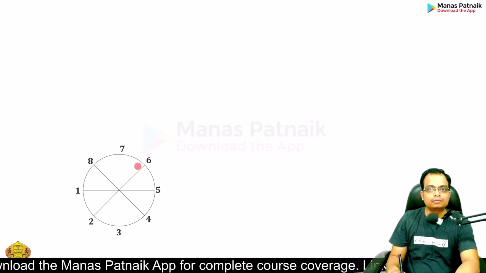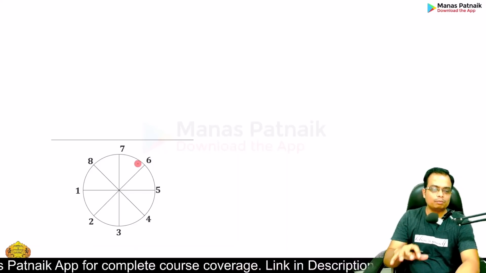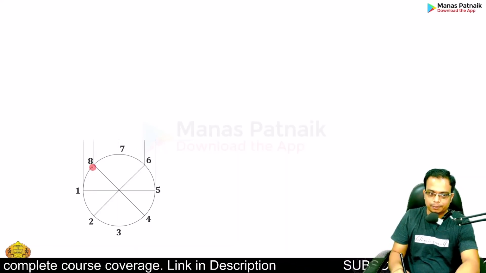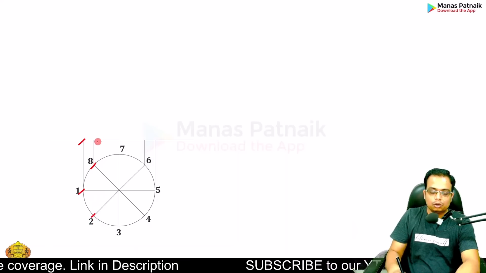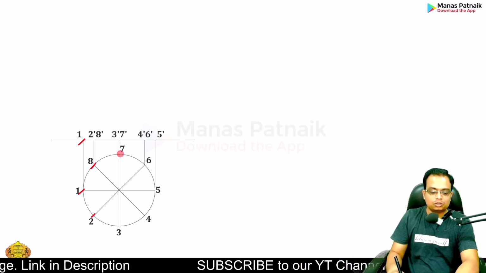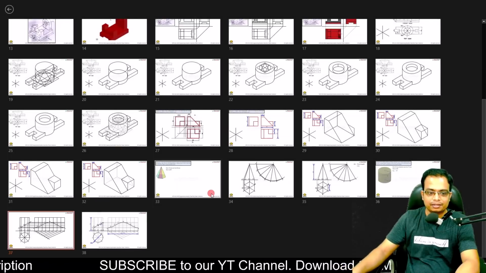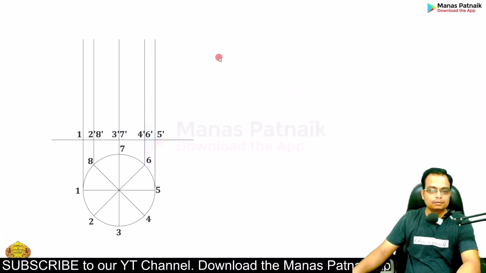Go for 8 divisions. You can also go for 12 divisions. I want to put in less effort, that is why 8 divisions. Now project 1 dash, 2 dash, 8 dash, and so on. You know the stuff. What is the height? I believe it is 70. Yes. Close it.